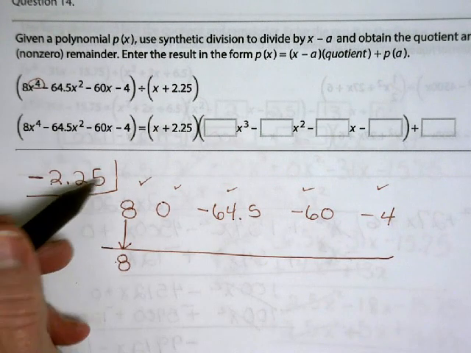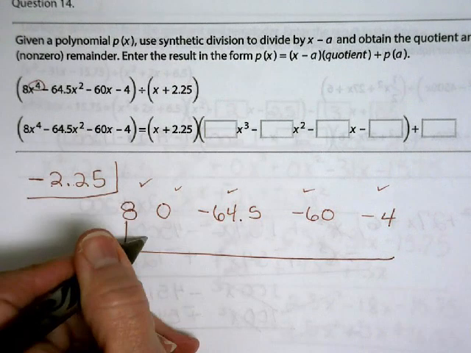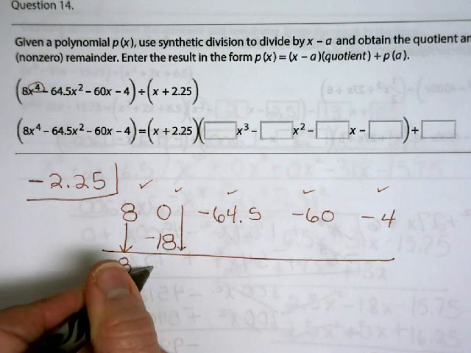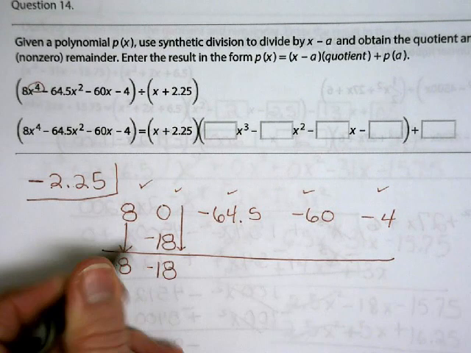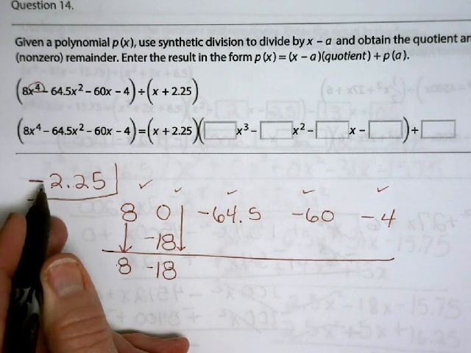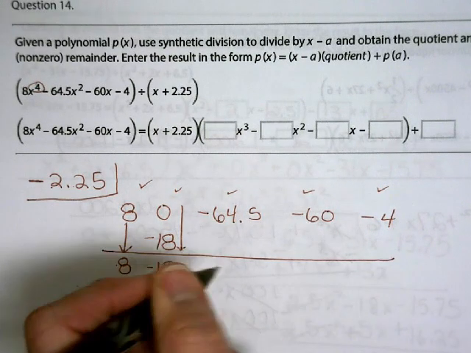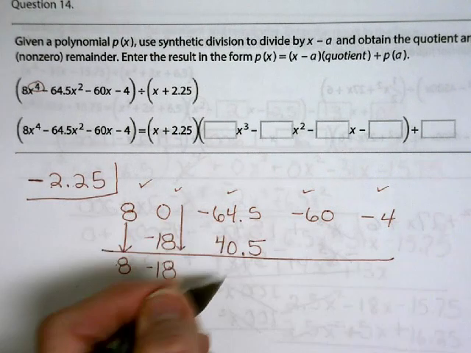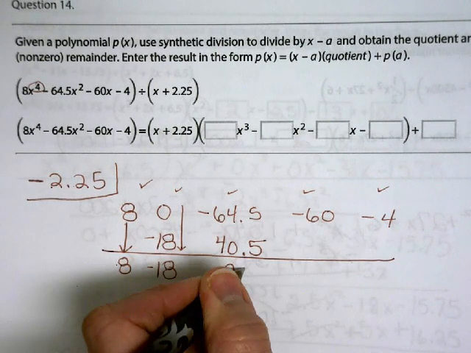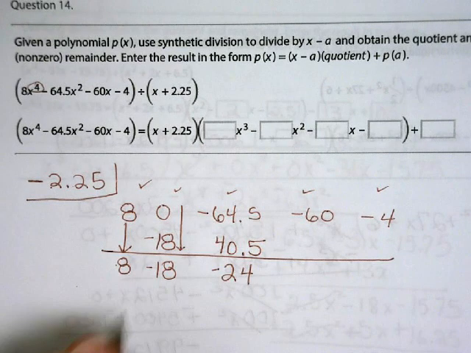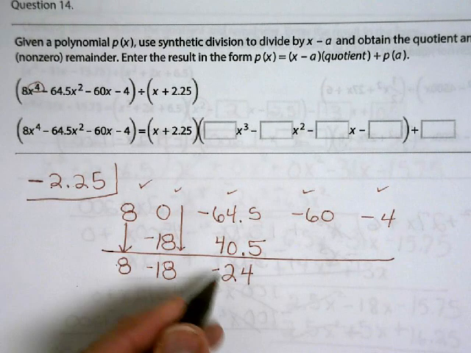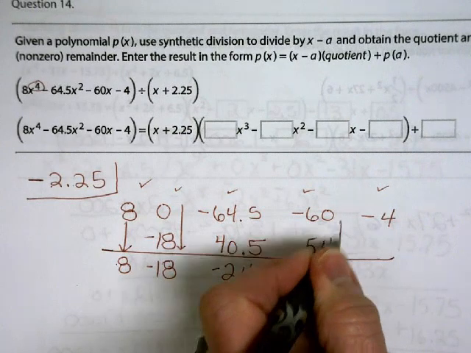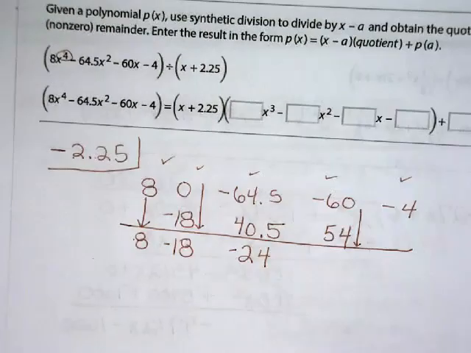8 times a negative 2 and 25 hundredths is a negative 18. Add down. Negative 18 times 2 and 25 hundredths is a positive 40 and 5 tenths. Add down. Negative 2 and 25 hundredths times a negative 24 is a positive 54. Add down.